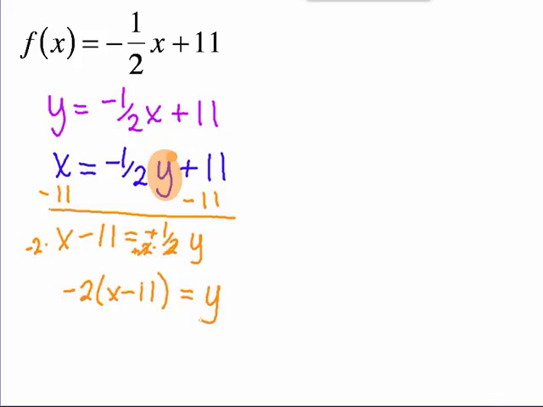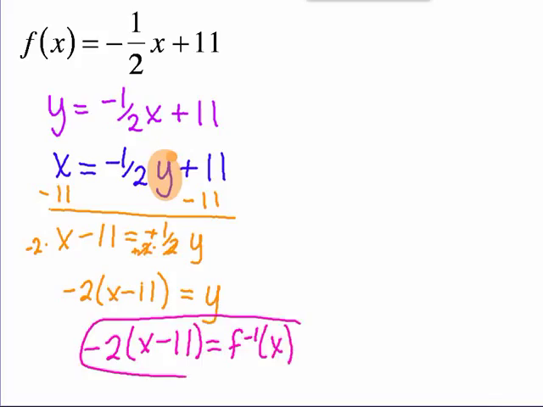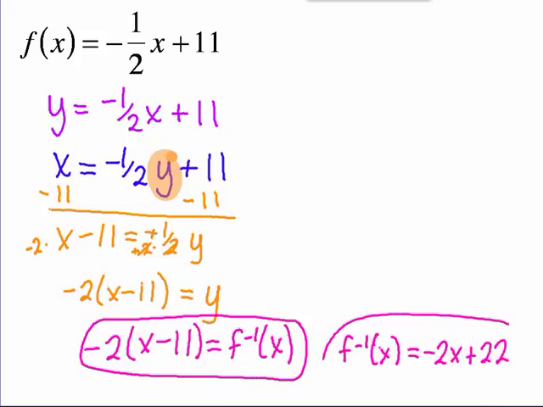Now, could you distribute the negative 2? Yeah, but you don't need to. You can leave it alone. Final step is to replace y with f inverse of x. So, negative 2 times x minus 11 equals f inverse of x. That is an acceptable answer. If you chose to multiply the negative 2 out, another acceptable answer would have been negative 2x plus 22. Either of those is acceptable, it doesn't matter which one. Which one would I probably prefer? This one. Why? Because you don't run the risk of making a mistake when you're simplifying.